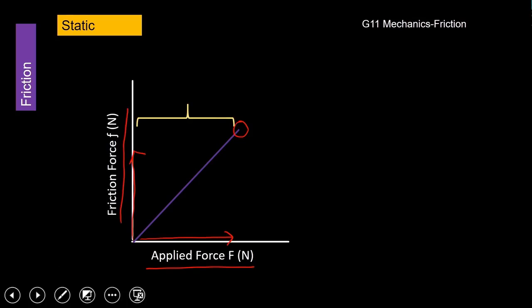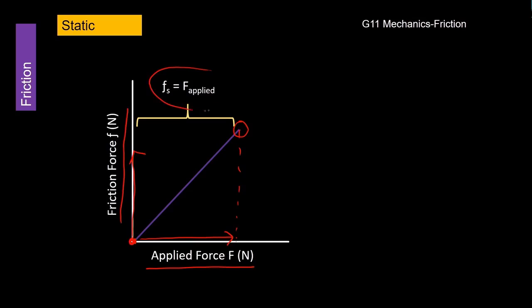So here I have this section from the naught value to over here, to where we finally reach the maximum static friction. And this part is equal to the applied force. So as the applied force increases, the static friction increases, and we get this relationship here.